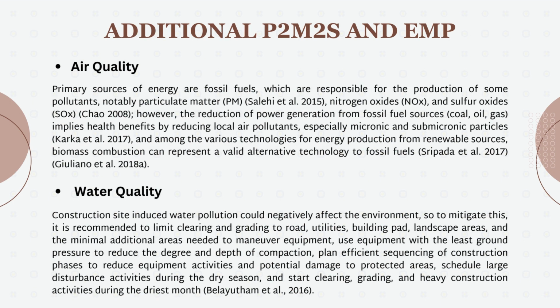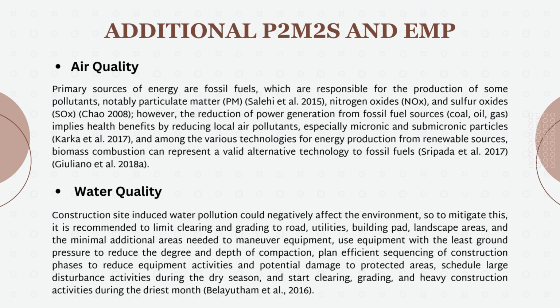This slide discusses additional environmental protection measures and environmental management plans that should be implemented, specifically addressing air quality and water quality concerns. For air quality, it mentions that fossil fuels used for energy production lead to pollutants like particulate matter, nitrogen oxides, and sulfur oxides. It suggests that reducing power generation from fossil fuels and increasing renewable energy sources can provide health benefits by reducing these local air pollutants.